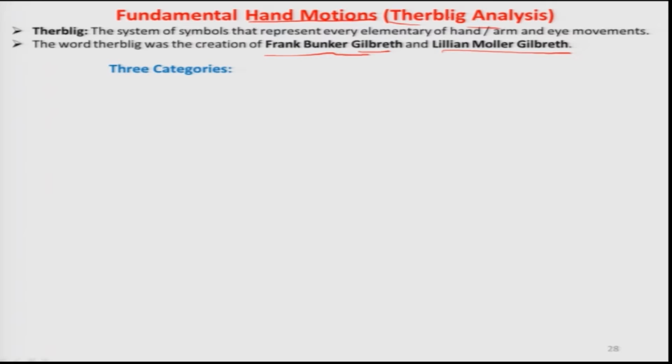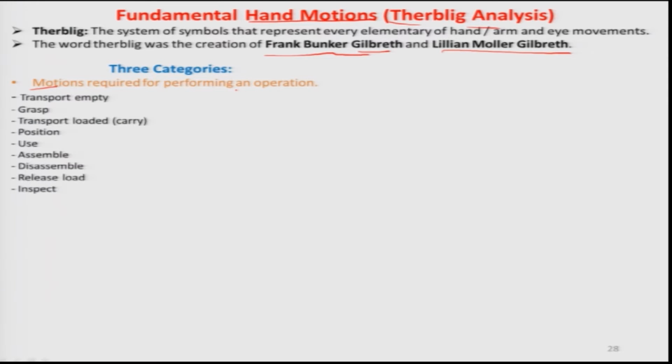There are three categories of Therbligs. First is motion required for performing an operation. In this category, what are the motions required to perform an operation? Each operation will have a specific graphical symbol. There is a variety of motions required for performing an operation: transport empty, grasp, transport loaded, carry, position, use, assembly, deassembly, release load, inspection, etc. If you are placing a paper in this box, you will have to perform various operations.